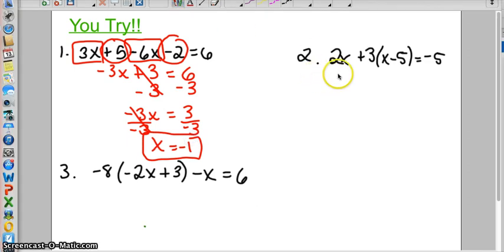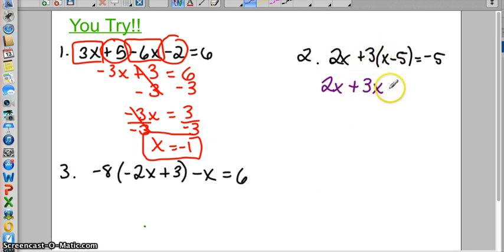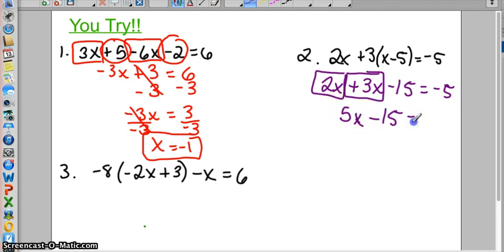Alright, example 2. So we're going to, of course, start with distributing first, the positive 3. So I'm going to bring down my 2x because there's nothing to do with it quite yet. And then we have 3 times x, so we have positive 3x. 3 times negative 5 is minus 15. Bring down my equals negative 5. So then I'm going to combine like terms. I have positive 2x and positive 3x. So I'm going to get 5x. Bring down my minus 15 equals negative 5.